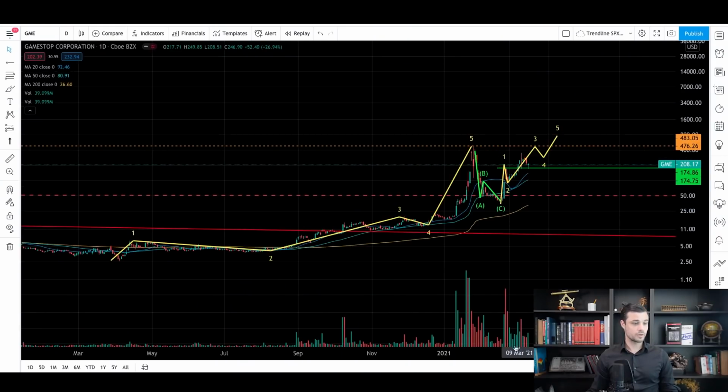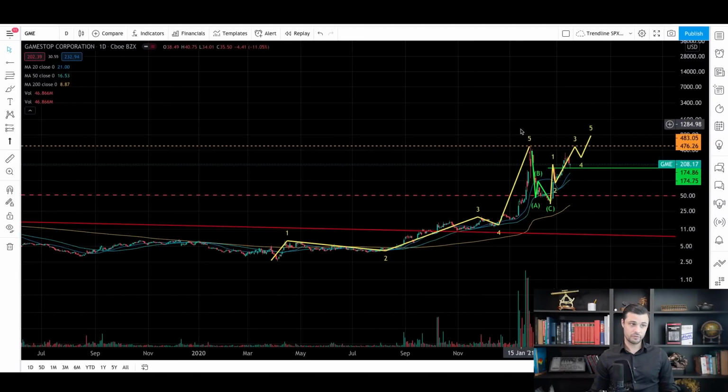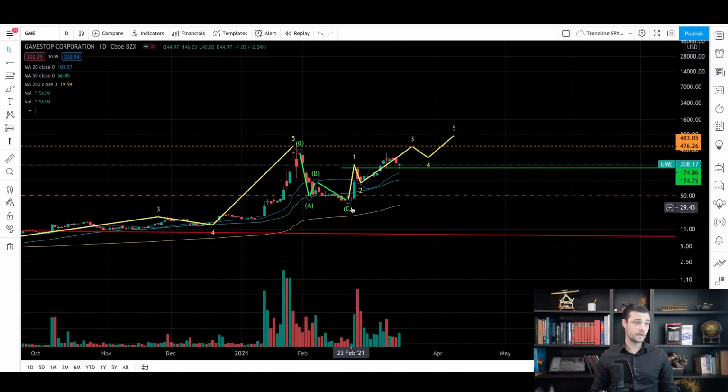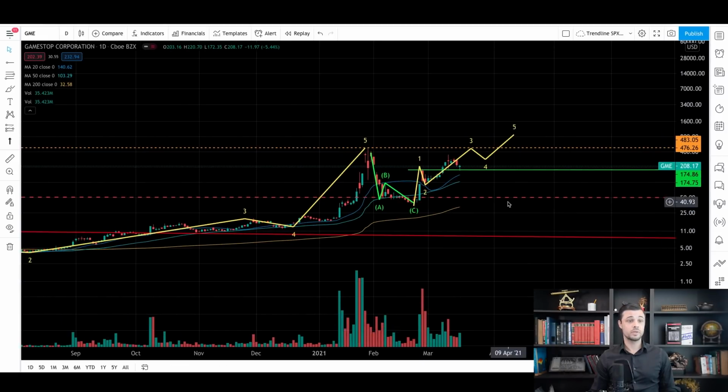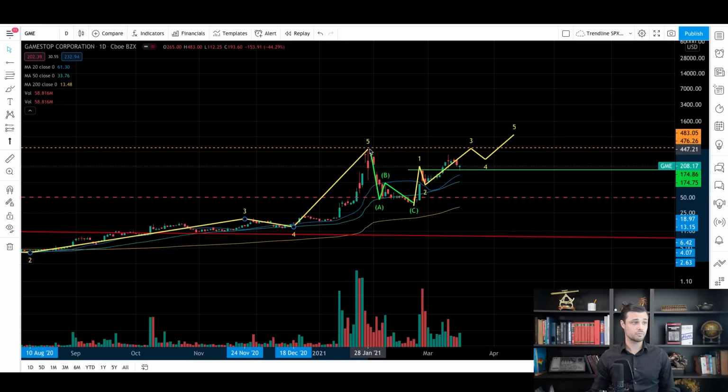All right, so this is more clear. So we have 1, 2, 3, 4, 5 that is complete. A, B, C we correct, and now I am expecting another 1, 2, 3, 4, 5. And the question is, where can we go with this fifth wave? So for now we are only in the third wave. So I think the third wave is going to 480, to the all-time high that we had here. Then we're probably going to correct, and then I think we're going to blow up this resistance with a very strong move, and that we are going to go to 800.